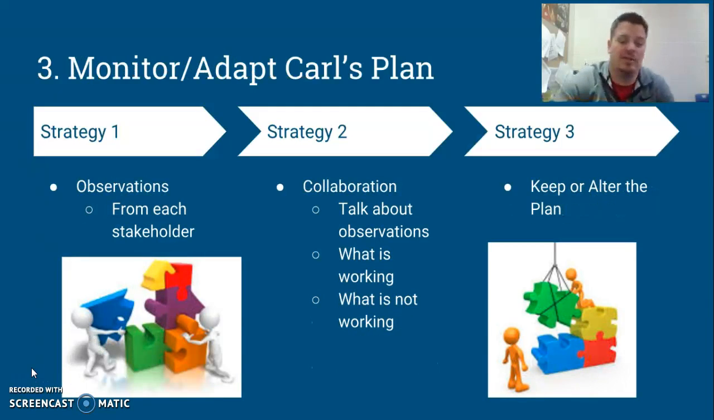And then the last thing would be to monitor and adapt Carl's plan. So first, each stakeholder would make their observations, record their data, and then we'd have to get together and talk about it again. What's working? What's not working? What do we think could make it better? Are we seeing improvements? And if he is doing really well, if he was coming out of the classroom, could we try to get him back into the classroom more, and things like that.